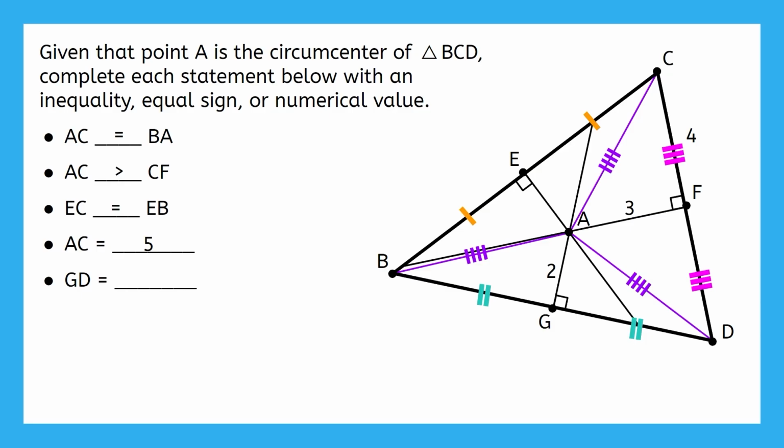Finally, we have segment GD that we need to find a length for. Did you think of this right triangle and the Pythagorean theorem again? Did you use 5 as the length of the hypotenuse, since earlier we found that AC is 5 units, and we also marked that AC and AD are congruent? Finish this problem now if you haven't already.